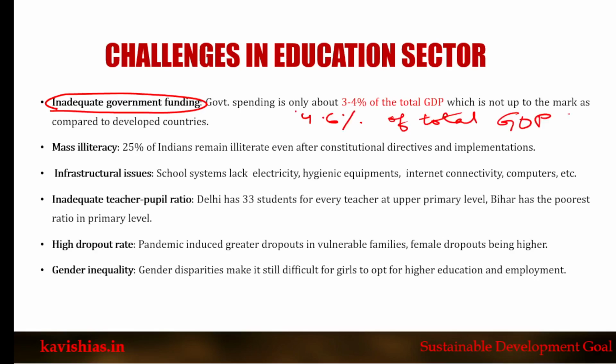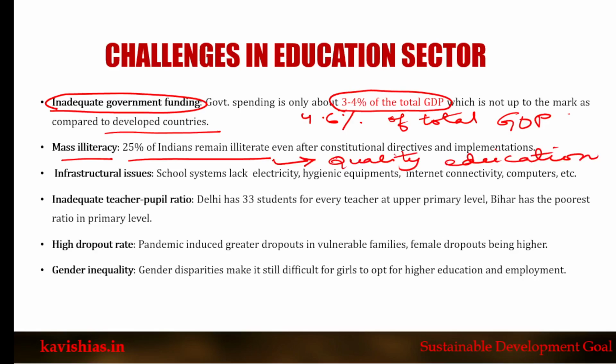And generally the government spending on education roams around in the bracket of 3 to 4% of the total GDP, which is definitely not up to the mark as compared to developed as well as even developing nations. Apart from that, there is mass illiteracy, which means that even though policies are made and implemented, still 25% of Indians remain illiterate, which again shows that quality education is nowhere near where it must be.